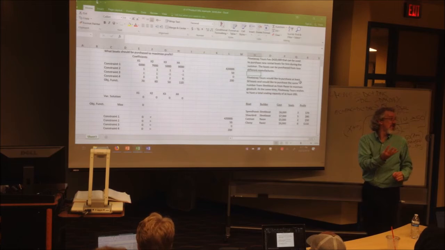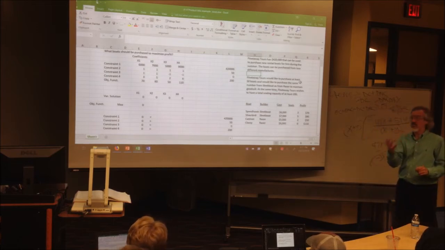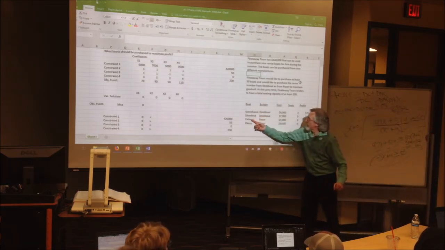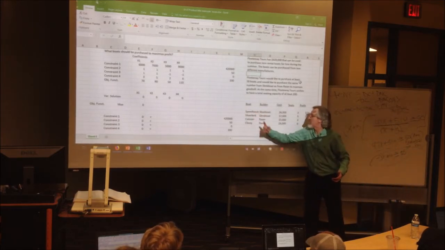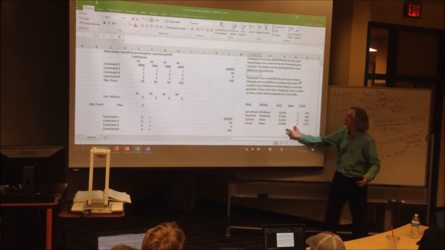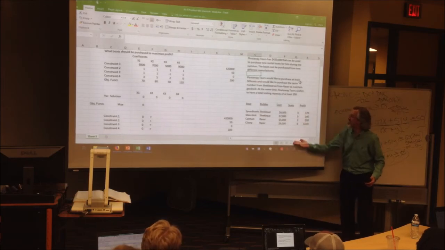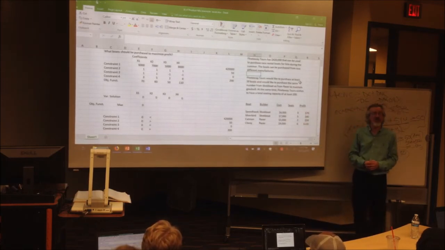That's what this decision is all about. What is my combination of votes? It's going to be 1, 2, 3, 4. How many Speedhawk, how many Silverbirds, how many Catman, how many Classics? Here's the price for each one. Here's the seating capacity. Here's the projected profit.